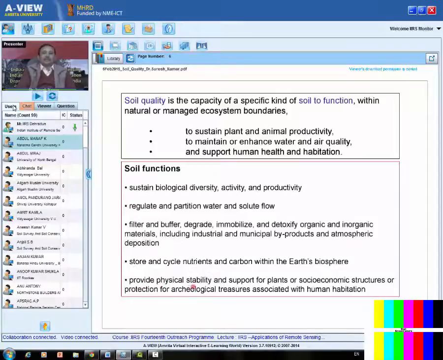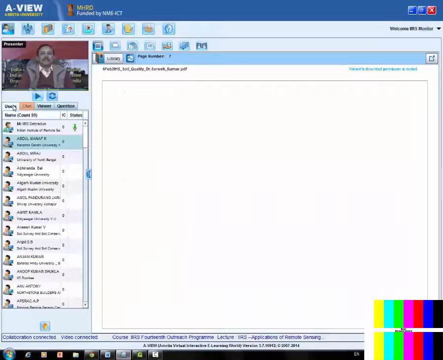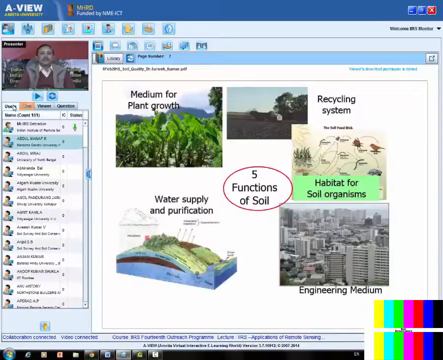Then the last one: providing physical stability and support for plants and socio-economic structures. It means soil supports our socio-economic structures, buildings and other things. You see that shown in pictorial form. Soil is a medium for plant growth. It supplies water and purifies it. It does the filtering, and through evaporation the water goes to the atmosphere, doing the water cycle.